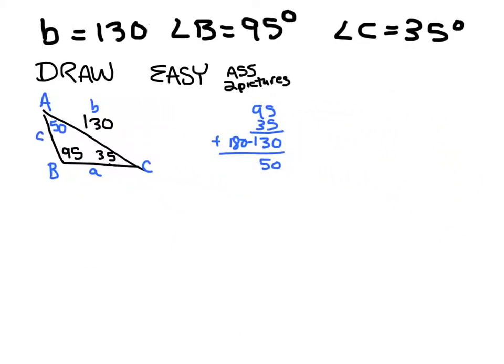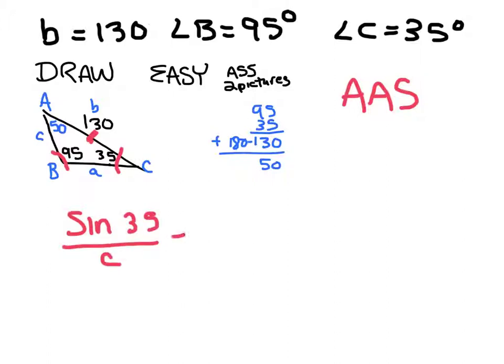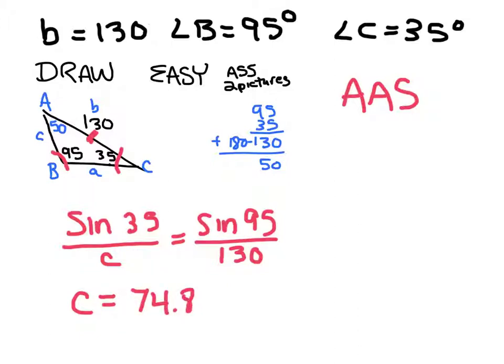Now, if I look at the information I was given, let me put it on here in red, I was given an angle, angle, side. An angle, angle, side only results in one triangle. And so I just solve it. Sine of 35 over side C is equal to sine of 95 over 130. And I get out my calculator, and to get C, I am just going to type in sine of 35, close the parentheses, times 130 divided by sine 95. I get C equals 74.84.